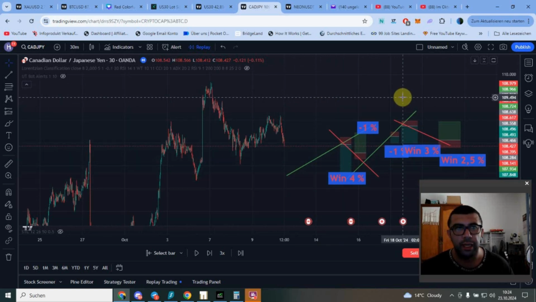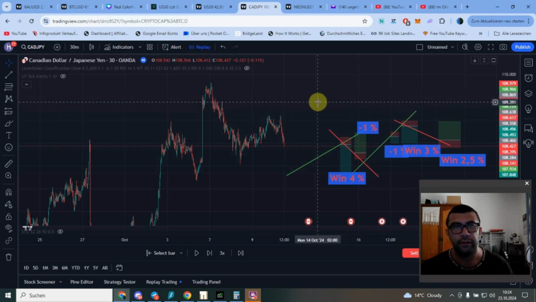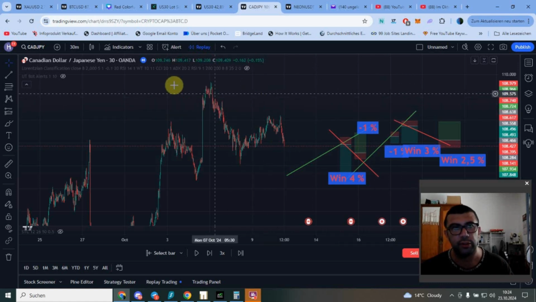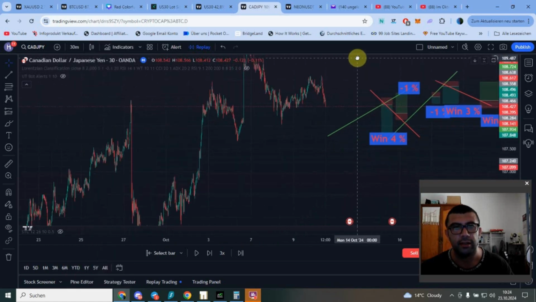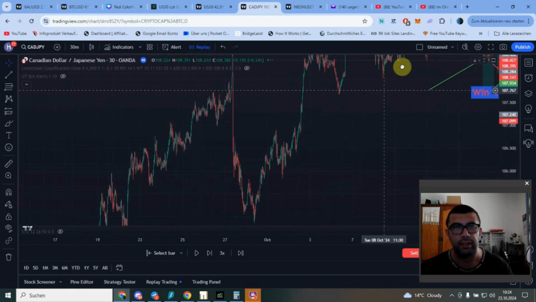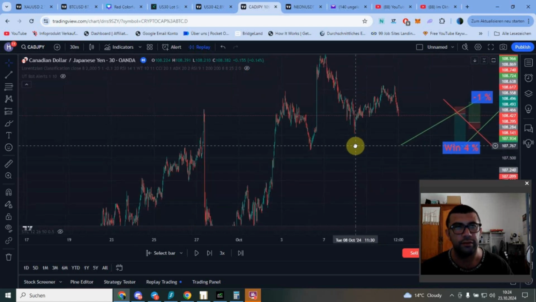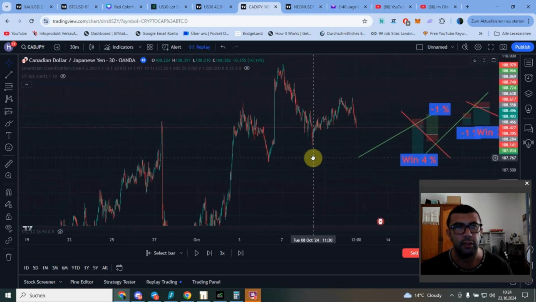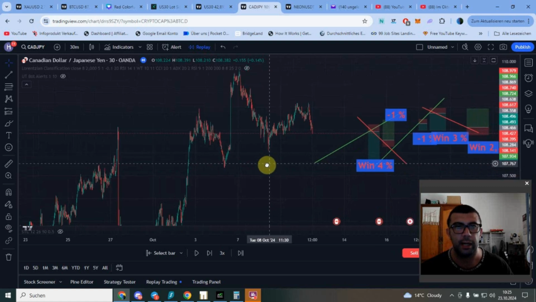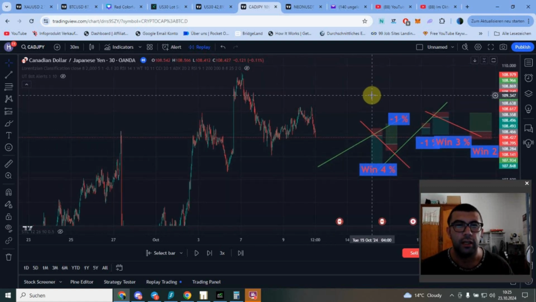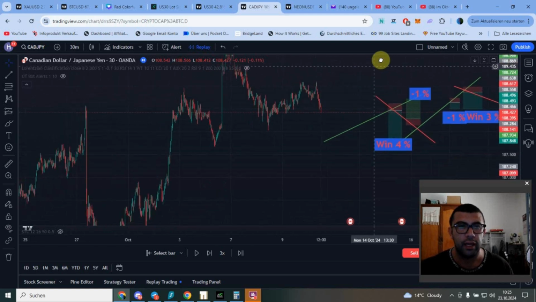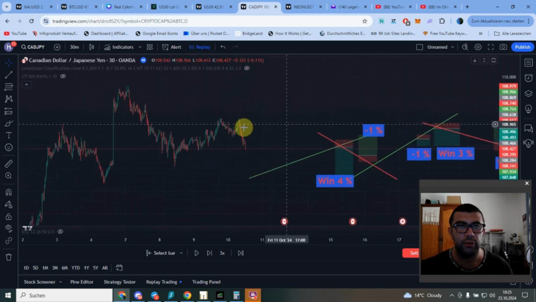Okay guys, I will demonstrate this strategy with the Canadian dollar against Japanese yen. Therefore, we always choose the 30 minutes time frame before we trade. And now we look at the chart. As we can see, the overall trend for Canadian dollar against Japanese yen is an uptrend. But in the trend line strategy, it doesn't really matter. We are just looking at where we can draw a beautiful trend line.